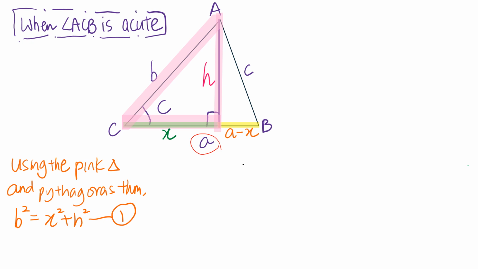Yes, there's no angle given. So we're going to use Pythagoras. Oh, the angle is actually angle C. Okay, never mind. We're going to use Pythagoras theorem. So that will be b squared equals to x squared plus h squared. We're going to call it equation 1.